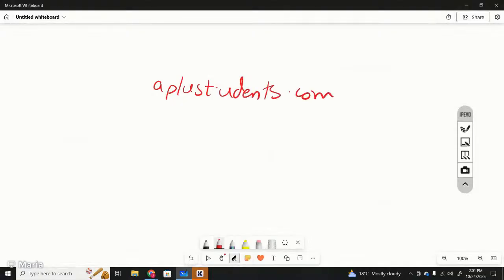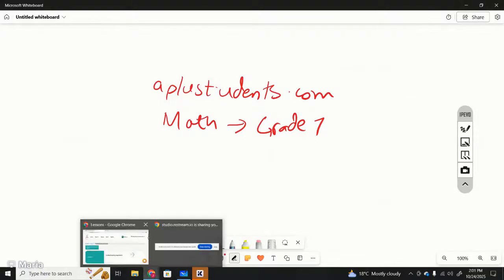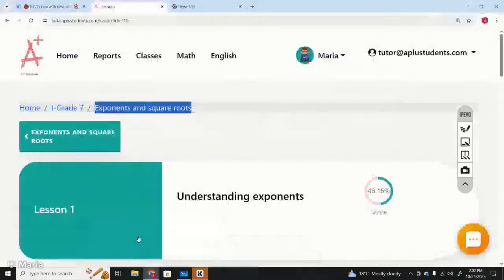You have to log in there using your email address, and the password is provided by the administrator. Then you have to select math from the subject tab, scroll down to grade 7 math, and then click on view all lessons. There you can find all of the chapters.